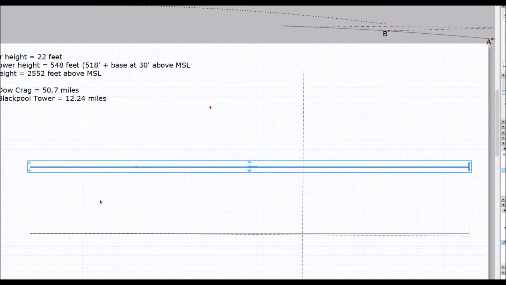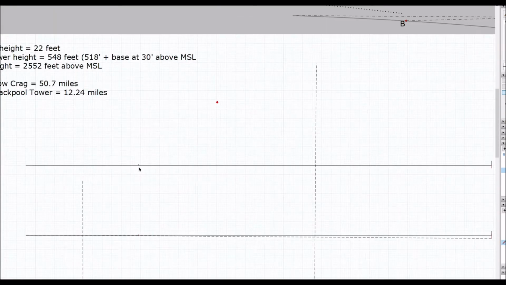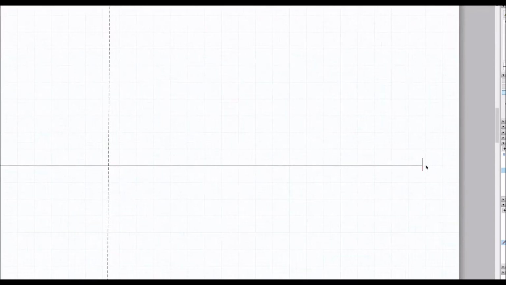This line represents, to scale, the observer at the left end and the mountain Dow Crag at the right end, and here, that little notch is Blackpool Tower. Now I've drawn Blackpool Tower from the top of the tower to mean sea level below the top of the tower to scale, and I've done the same for the mountain. The top of the mountain, mean sea level below the top of the mountain to scale. You can get an idea what that means. There's Blackpool Tower. And there's Dow Crag, a quite tall mountain.